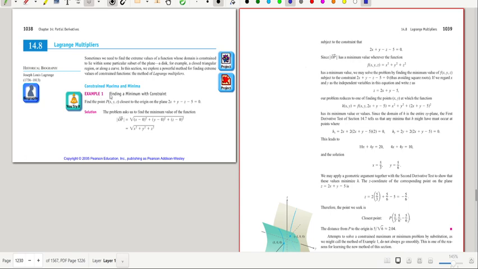We explain a couple of problems first, then we will introduce a new method. First, find the point P of xyz closest to the origin on the plane 2x plus y minus z minus 5 equal to 0. That means the closest point of the plane, or the point in the plane whose distance is minimum to this origin. So the problem asks to find the minimum value of the function OP.